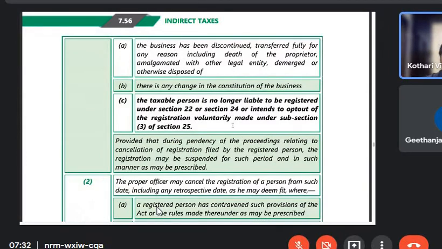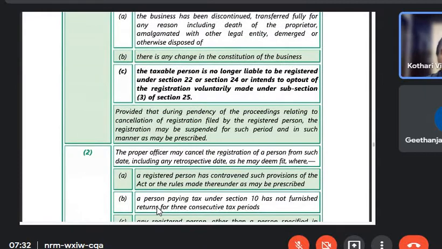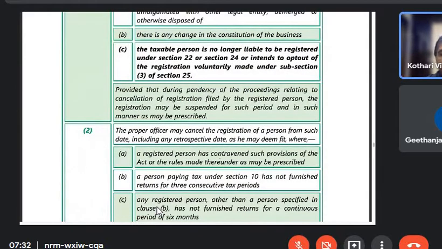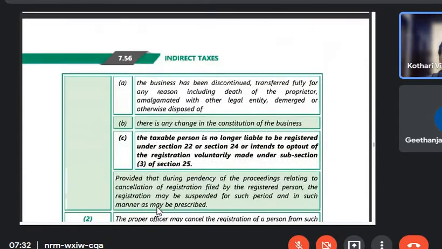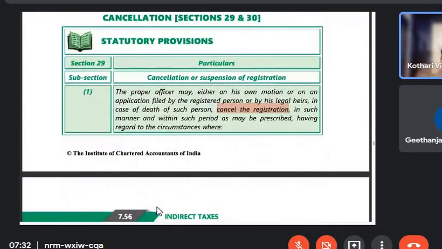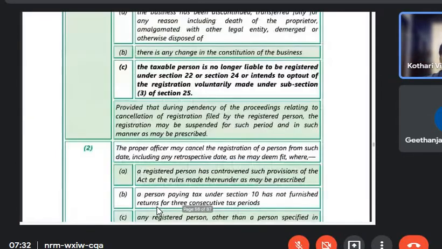And during the proceedings, that is, in case any case or any proceedings are there, then the cancellation submitted will be suspended. It will not be cancelled. There is a difference between cancelled and suspended. Suspended means the number is still active. Cancel means the number is cancelled. So this is the cancellation. Either the proper officer can do the cancellation or the registered person can do it.